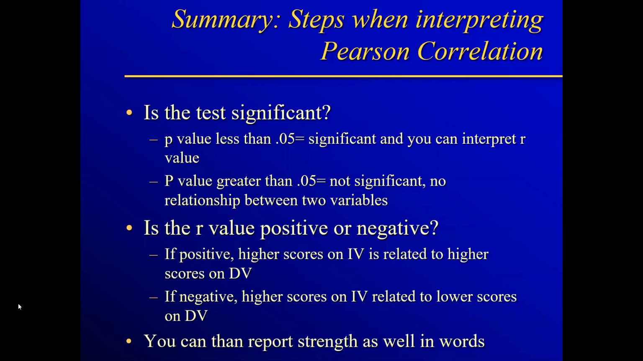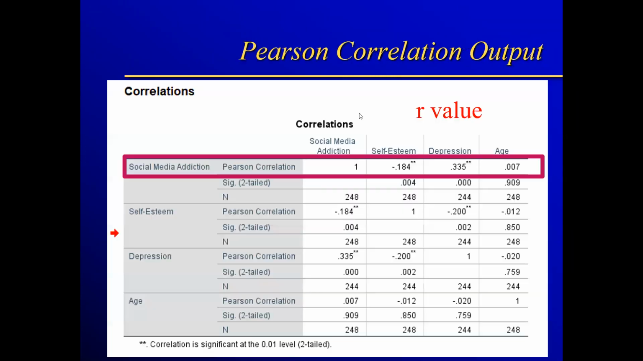So you determine if it's significant or not. And if it is significant, you can continue on. Now, is the R value positive or negative? If it's positive, it's a positive correlation. If it's negative, there's a negative correlation. Simple as that. And then you can report the strength numerically as well, but I'll show you that in a little bit. I don't really care too much about that.